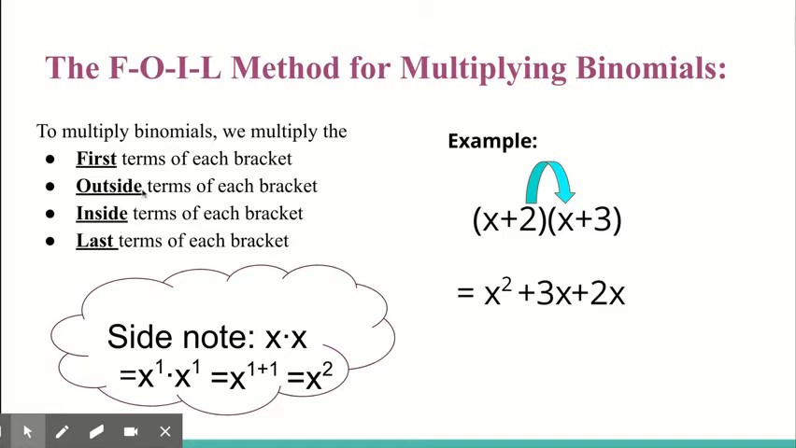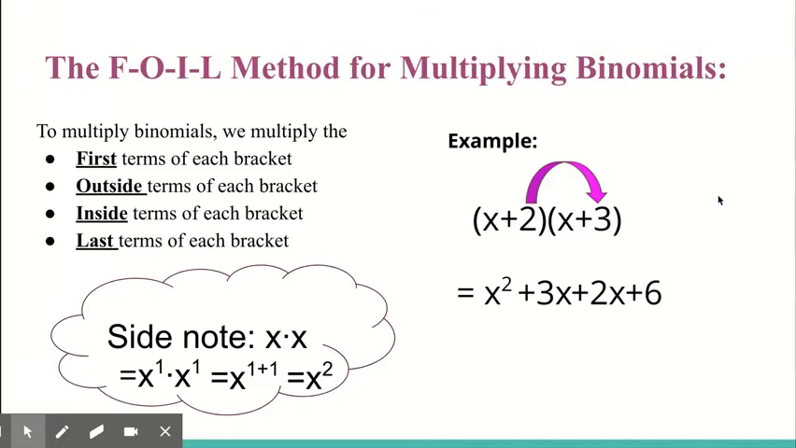And then the last one is the last terms of each bracket. So for this bracket, the 2 is my last term. And for this bracket, the 3 is my last term. So you multiply them together, so 2 times 3, and you get plus 6.